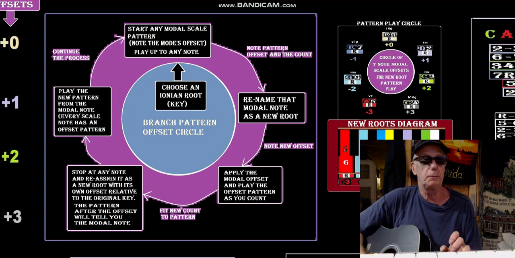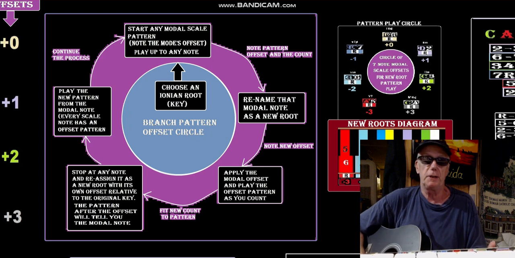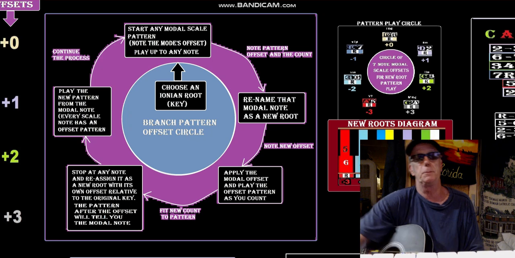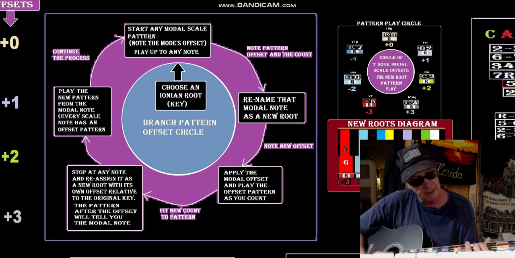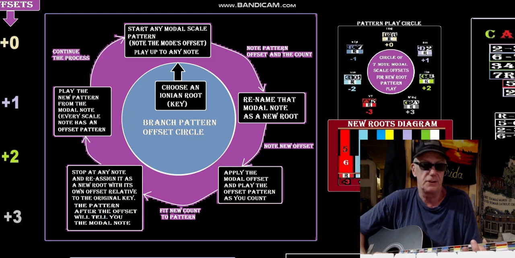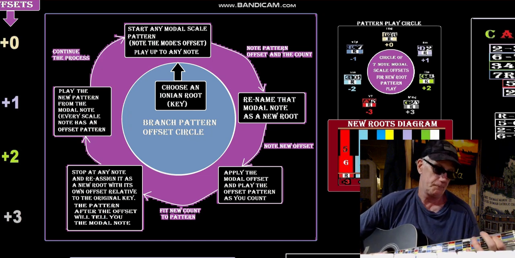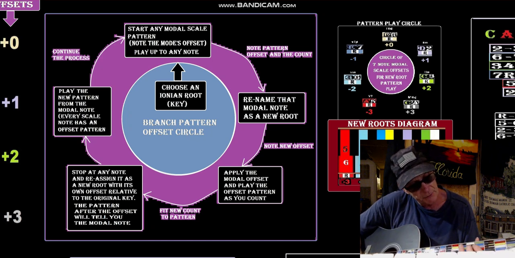We're going to apply the offset. Okay, so we go root, 2, 3, 4, 5. Now we're going to apply the offset of Dorian to the 5, which is +1. It's going to be the 6th pattern. Now you know A is the 6th of the key of C. Dorian D is the Dorian of C. So that is the 6th pattern there.